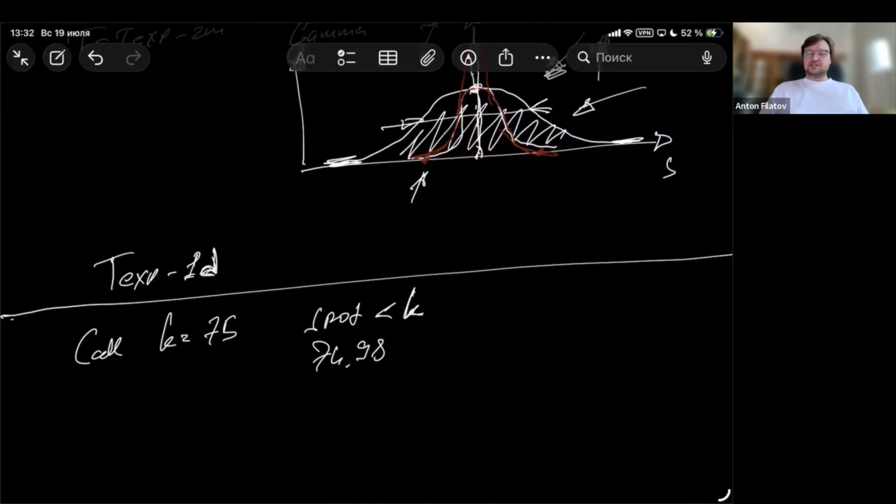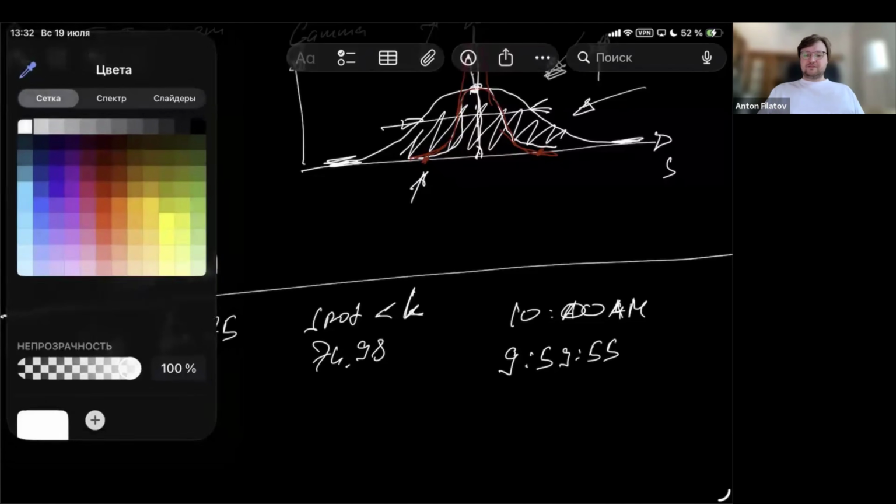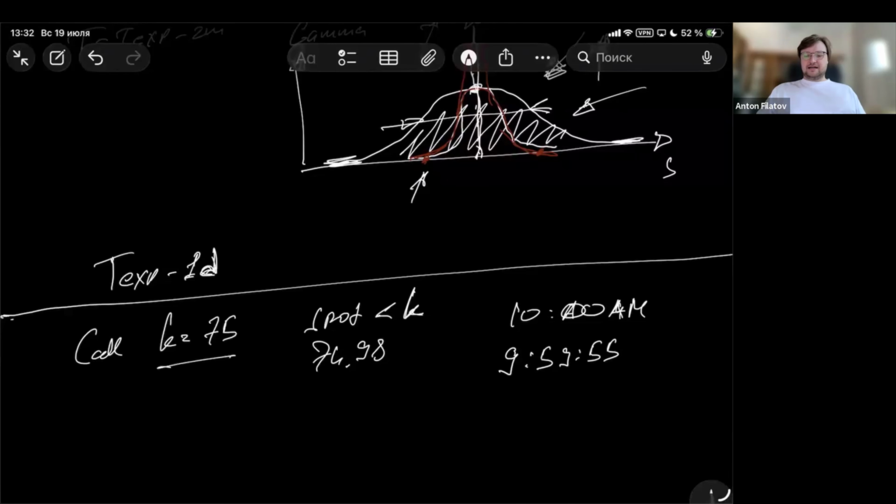So you have, let's say, until 10 a.m. London time. And now on the clock, it's 9:59:55. You have a strike of 75 and the spot is 74.98. You are a buyer of a call with this strike. Do you think there is a possibility for you, as a reasonable human being, not as a trader fired five minutes ago by your boss, to exercise this option? What do you think?